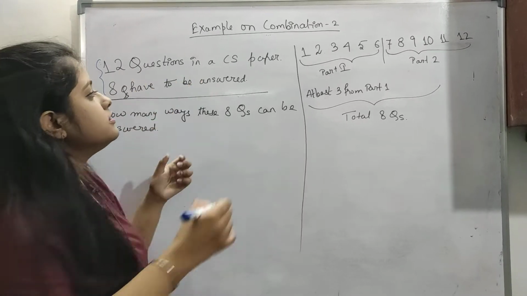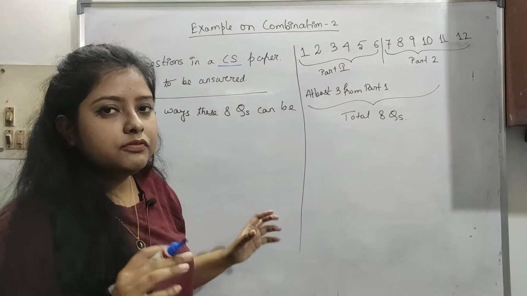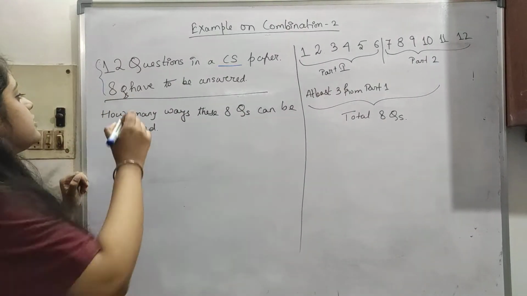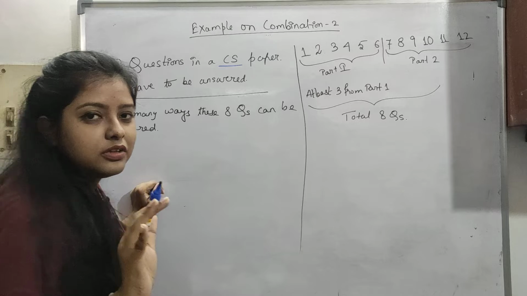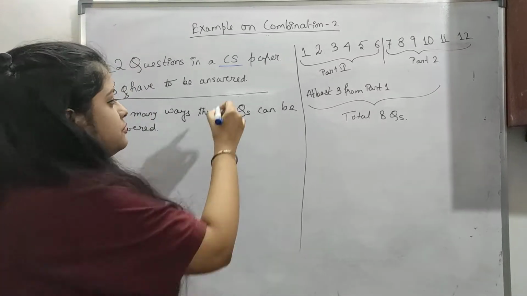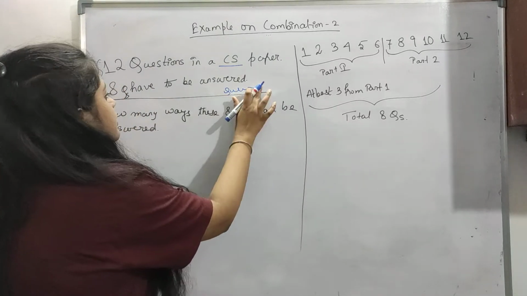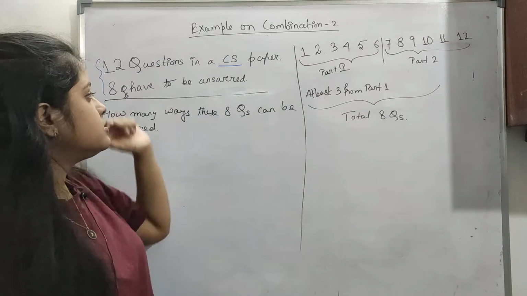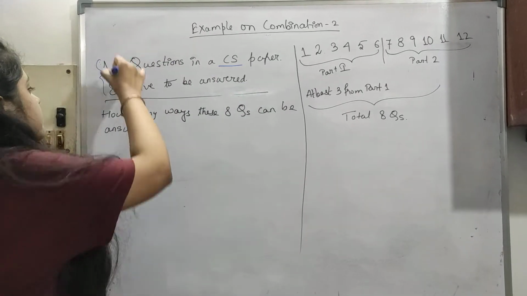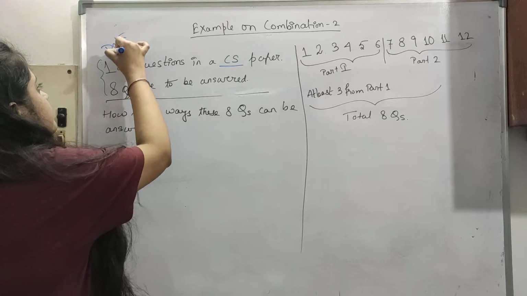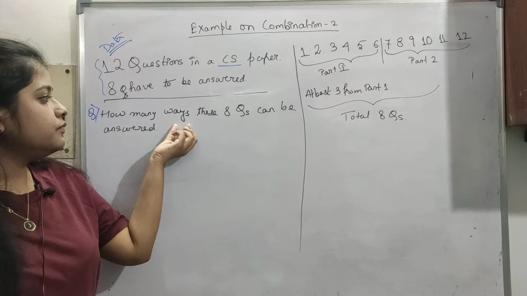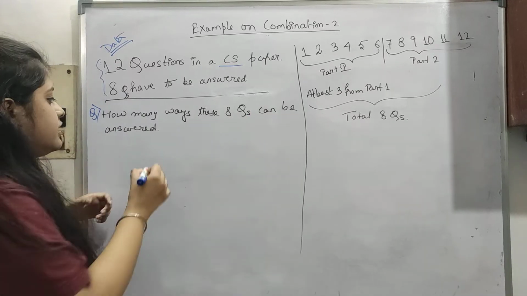There are 12 questions in a certain computer science paper. 8 questions have to be answered among these 12. So this is our data given. Now let's see this question. How many ways can these 8 questions be answered?